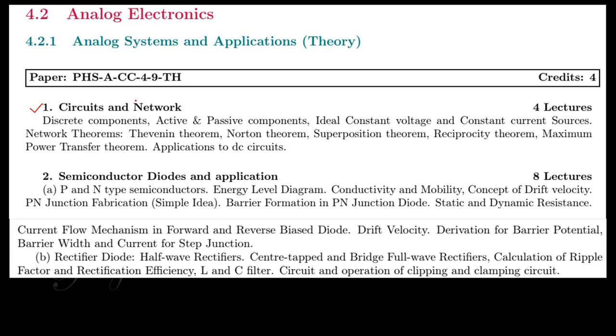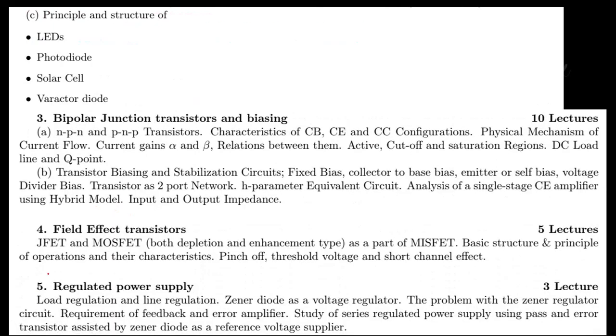The circuit and network part we covered in lecture 1, and after that we discussed the semiconductor diode and its applications, where PN junction, rectifier diode, etc. We already discussed the principle of LED, photodiode, solar cell, and BJT, the bipolar junction transistor, and its biasing. So we covered up to lecture number 8. If you want to watch the previous lectures, you can go through the description box, where links are given.